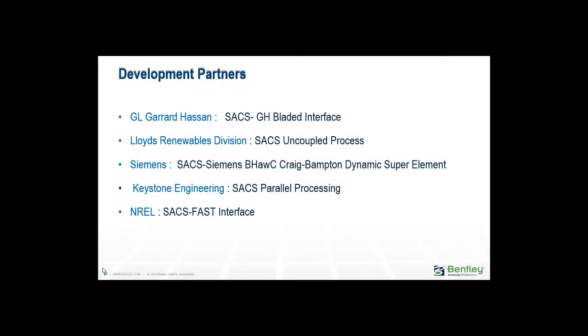Our development partners include Garrad Hassan, with which we developed the SACS GH Bladed related interface for post-processing. We worked with Lloyd's Renewable Division for the SACS uncoupled process, and we worked with Siemens to create our dynamic super element, Craig-Bampton dynamic super element capabilities. And we worked with Keystone to develop our parallel processing and the grid network, and NREL to develop our SACS FAST interface.